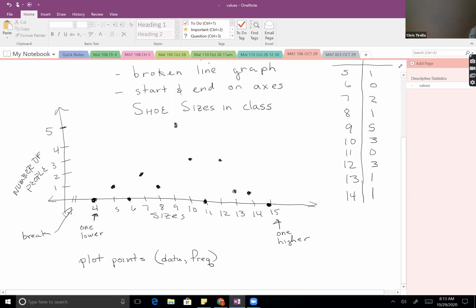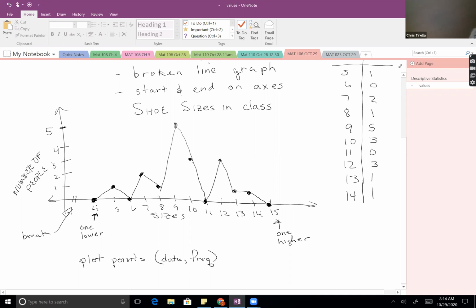And now that I've got those points, I'm going to just go and play dot to dot, connecting them. And when I connect them, I get kind of like this jagged line, which is what's called a broken line graph. We have all sorts of little line segments strung together. I'm beginning on the axis, I'm ending on the axis.